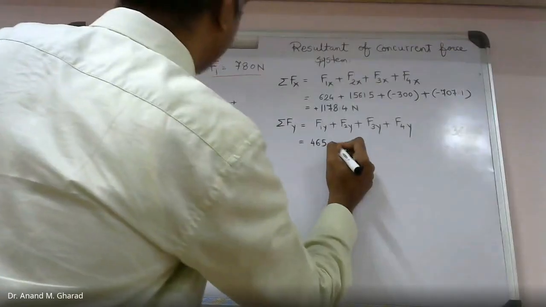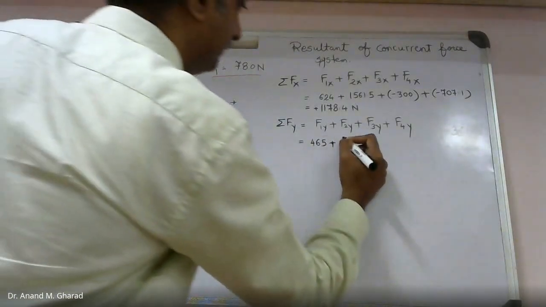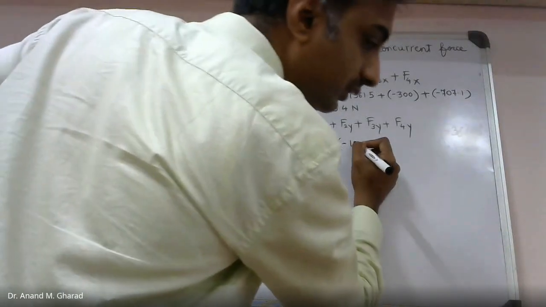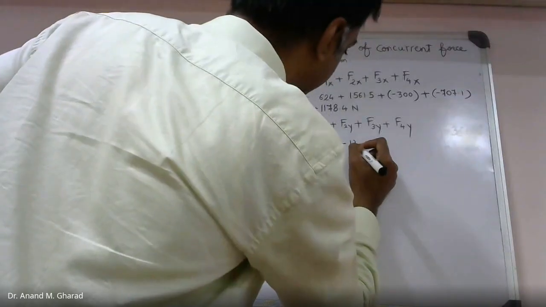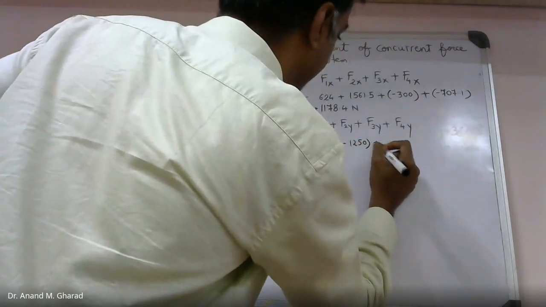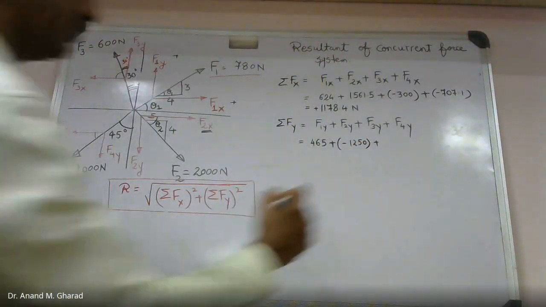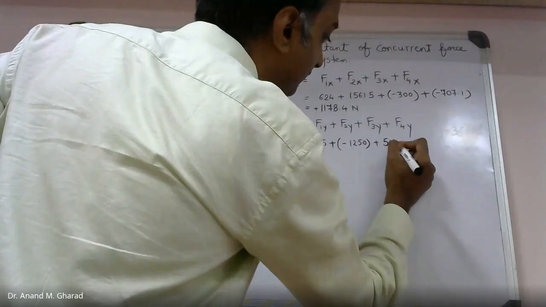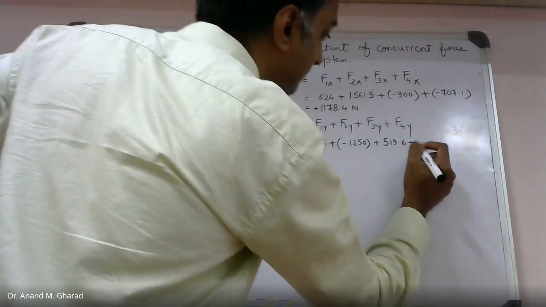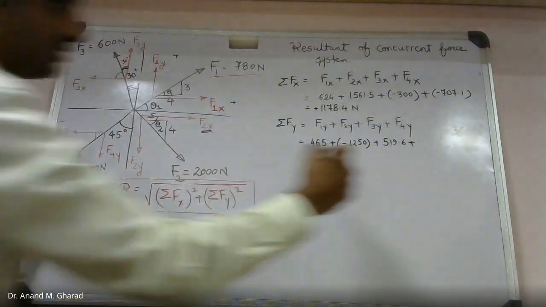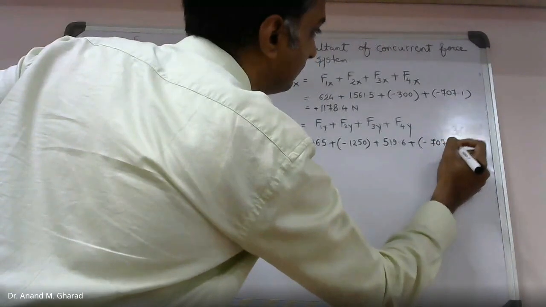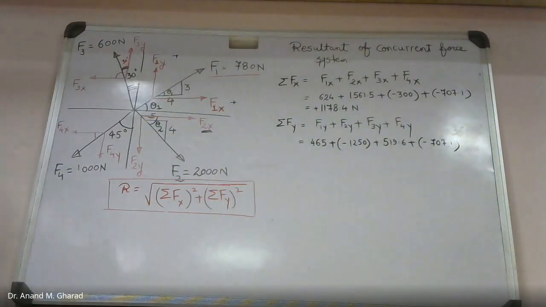Then F2y, it must be negative. How much was the value? Minus 1250, sir. 1250. Okay. F3y, positive. How much? 519.61. Plus F4y, it is negative. How much? 707.1. ठीक है, करो कैलकुलेट.